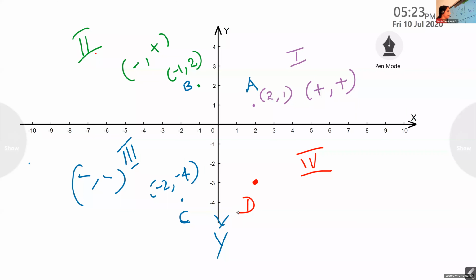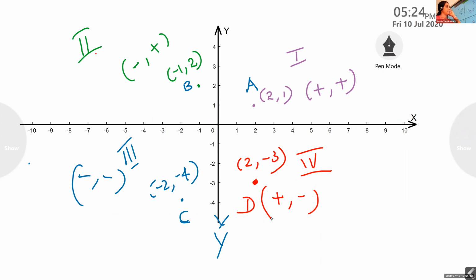Yes. 2, -3. 2 and -3. And what are the signs of these points? Positive and negative. Positive and negative. Okay, children. So, did you understand these points?